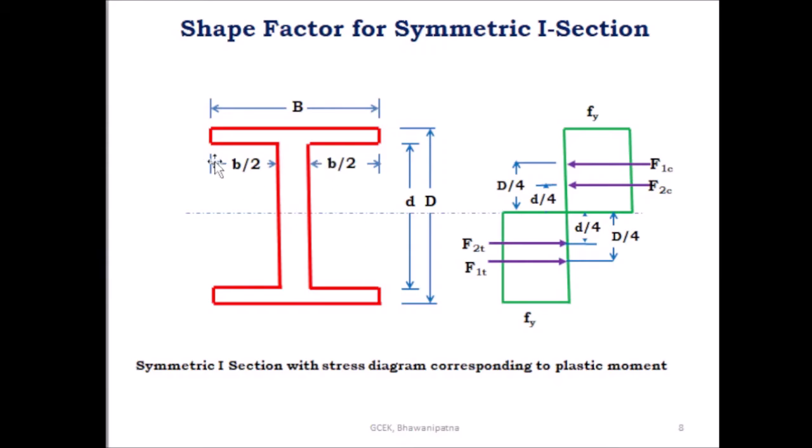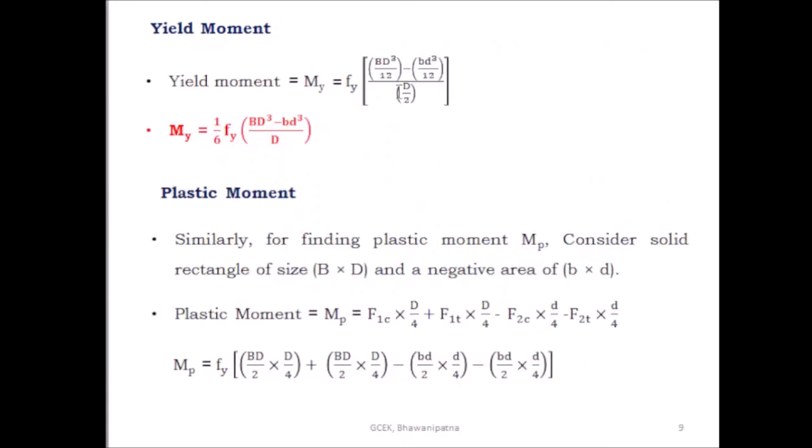So what is the moment of inertia of this hollow portion? Small b into small dq divided by 12. Then you can find out the moment of inertia of this I section. So this is equal to capital B, capital dq by 12 minus small b, small dq by 12. This is the moment of inertia.